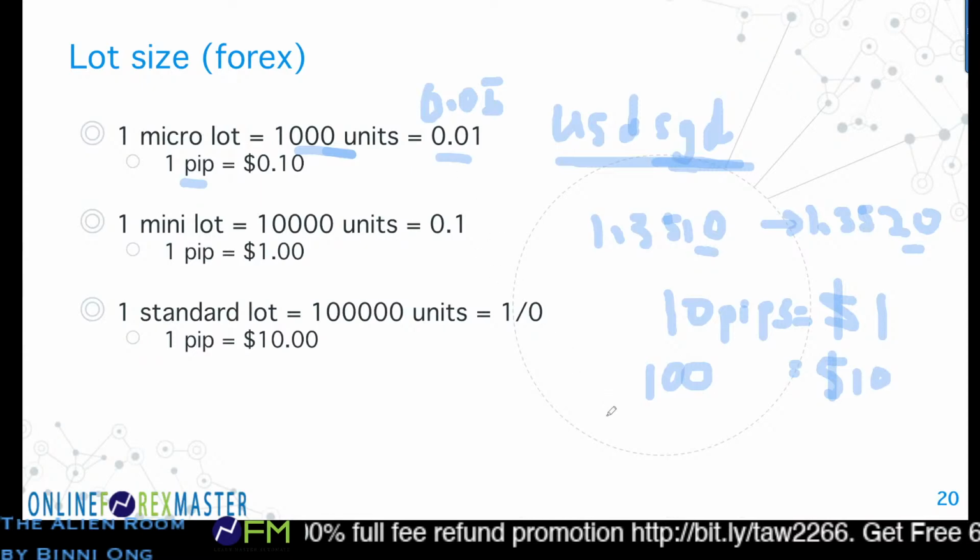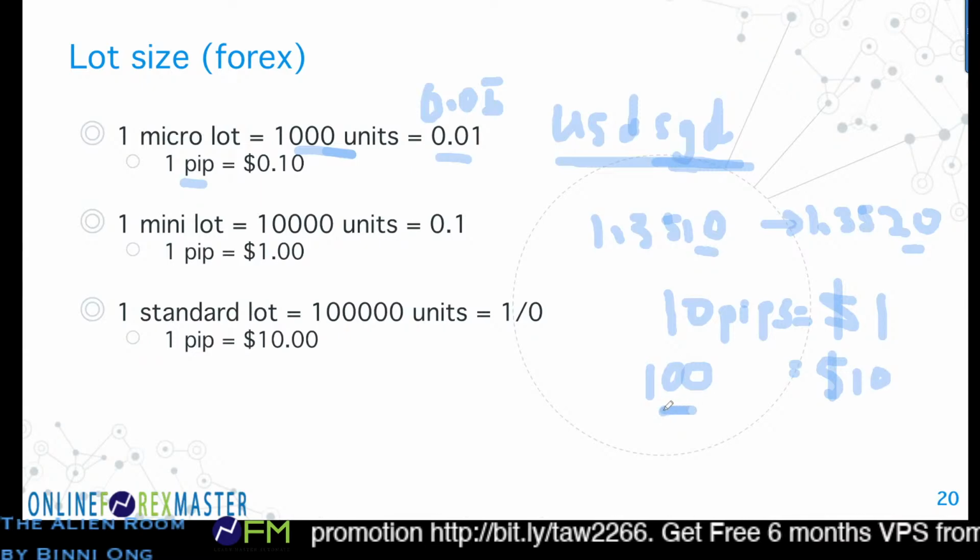Okay. Now, let's say, for example, if 1 pip equals 50 cents, and it moved by 100 pips, then how much is 100 pips on a 0.05? That would be $50.